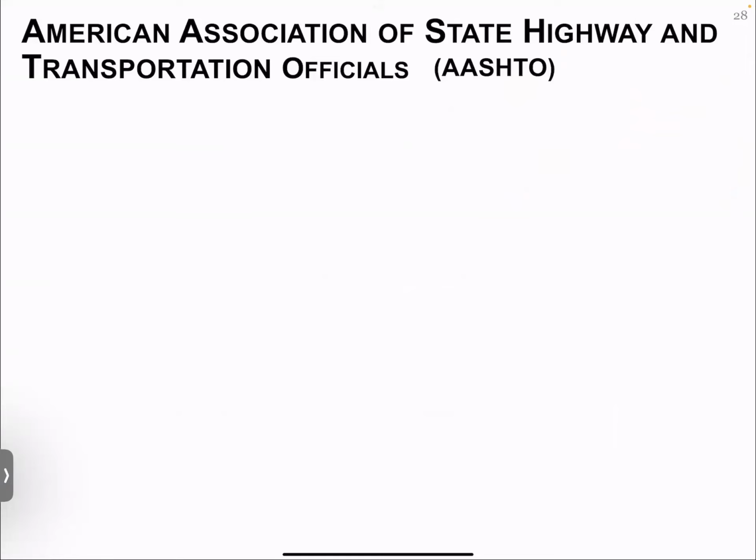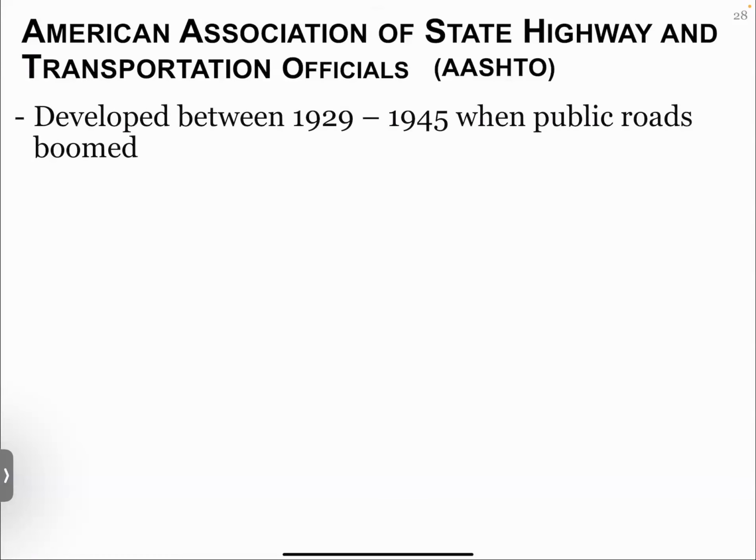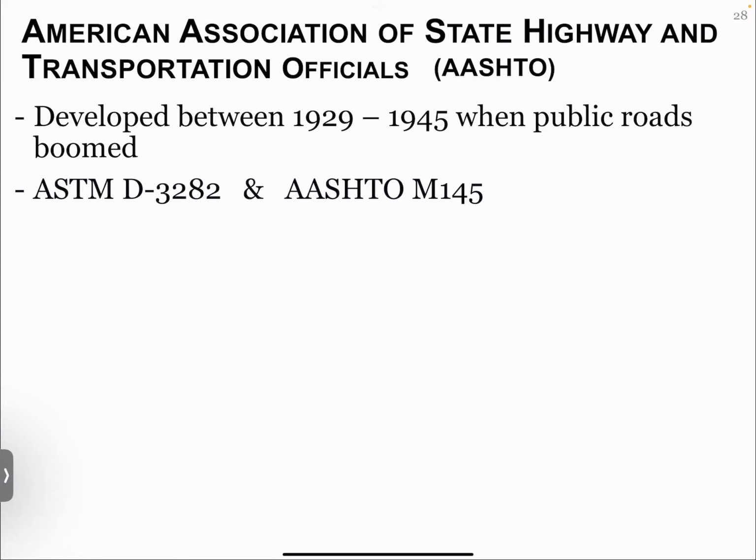So AASHTO is the American Association of State Highway and Transportation Officials. It's not safety highway, I had to look that up. This was developed when all the interstates and public roads started booming. So ASTM has a standard, but also AASHTO was like, oh, we can make money too. We're going to make our own standards. So there are AASHTO standards out there too. So it follows both of these. It's basically the same thing. You just have to pay money twice to get it, unless you're a student.